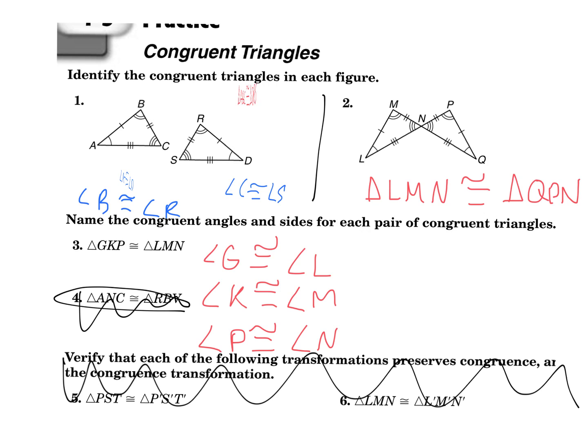And then we know for sides that side GK is congruent to side LM. So let's write that. Side GK is congruent to side LM. And then we also know side KP is congruent to side MN. And then we also know side PG is congruent to side NL.